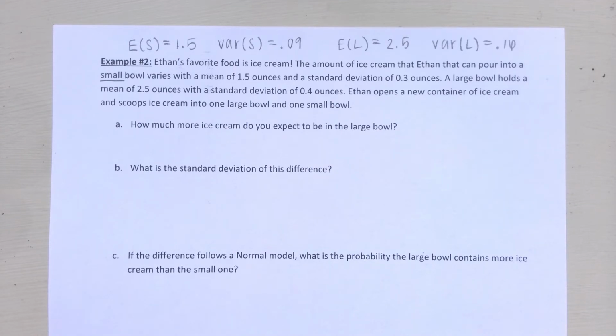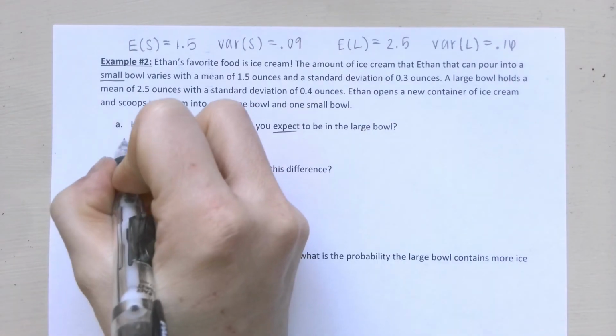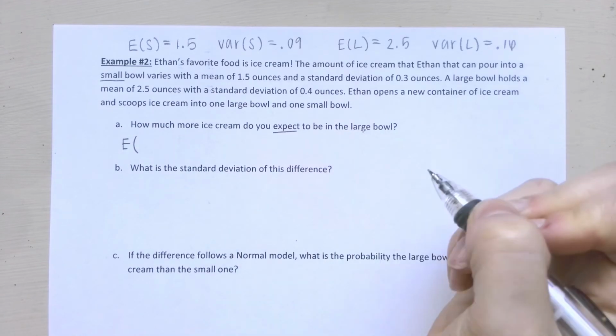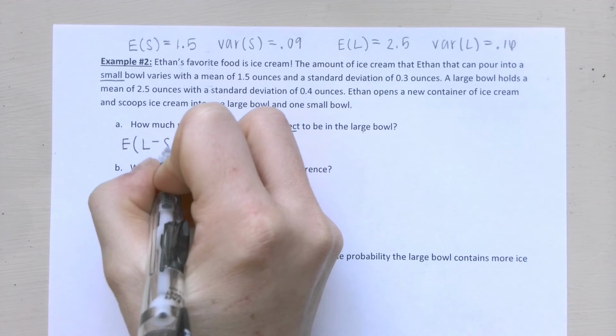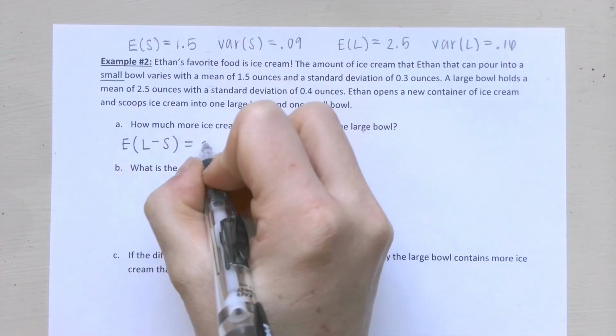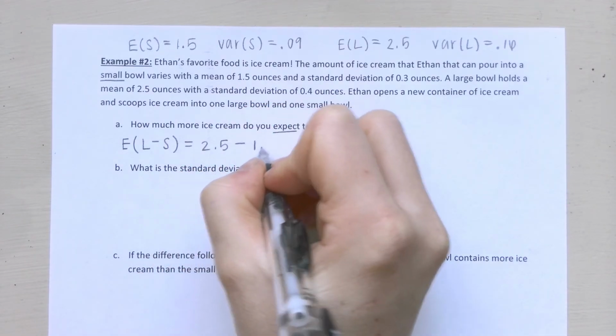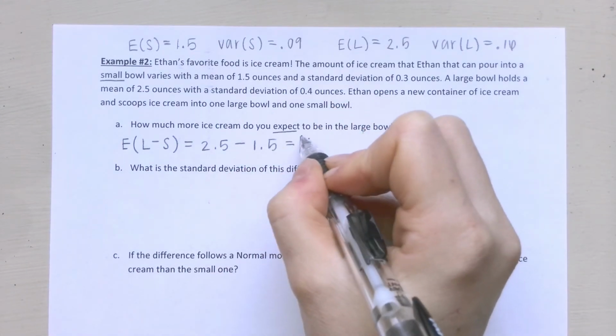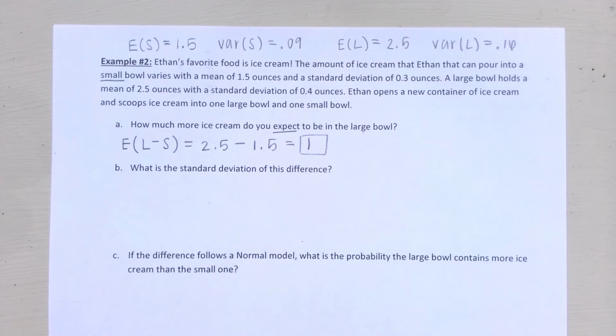In part A, we want to figure out how much more ice cream we expect to be in the large bowl. So what do we expect to happen? That means we're looking for expected value. I'm looking for large compared to small, so I'm going to take large and subtract the small. Expected values just subtract, so I would take my 2.5, subtract 1.5, and I'm left with 1. So I'm expecting about a 1 ounce difference, 1 ounce more of ice cream in the large bowl.